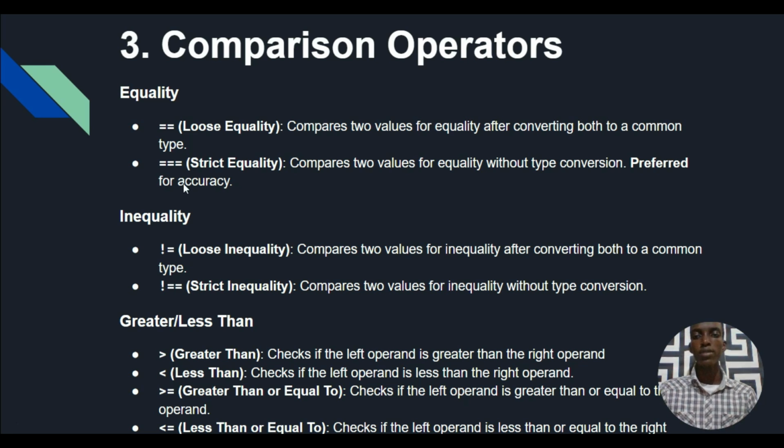Now this is what we call equal to in JavaScript. This is equal to, this is also equal to. So we have this one as the loose equal to, the loose equality, and this as the strict equality.